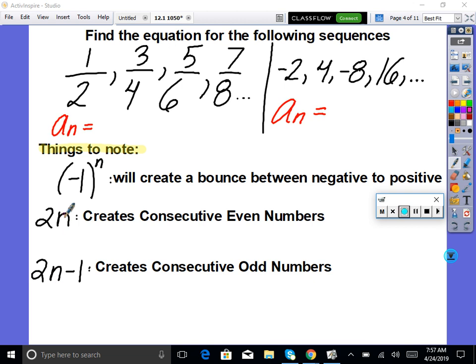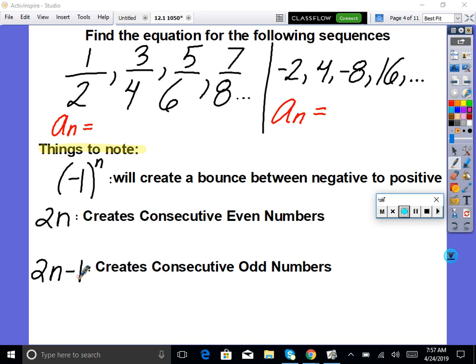Look, if I plug in 1 right here, 1 times 2 is 2. If I plug in 2, we get 4. If I plug in 3, we get 6. Do you guys see how this 2n is creating us to skip the odds? And then think about it, if we take an even number and we subtract off 1 off of it, you're at the even point, now you're subtracting 1, now you're in the odd number position. So those are just little things to note.